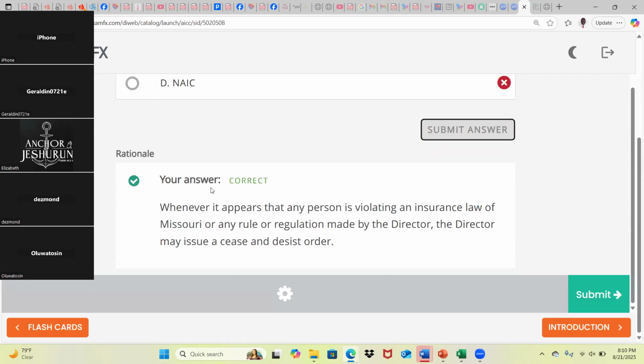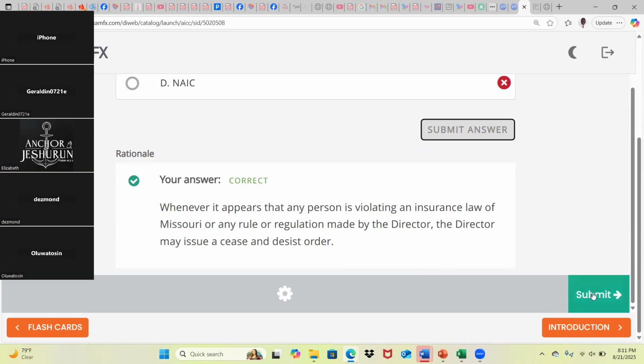Submit, and that's correct. Whenever it appears that any person is violating an insurance law of Missouri or any rule or regulation made by the director, the director may issue a cease and desist order. And this applies to all states also. Yes, it's very uniform.